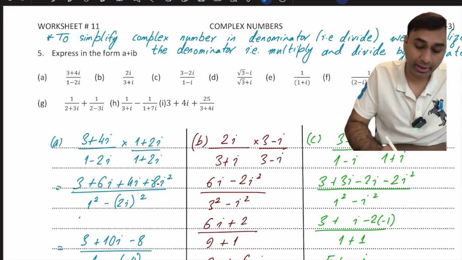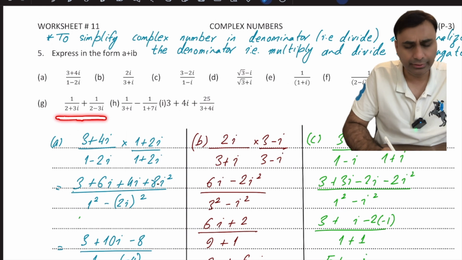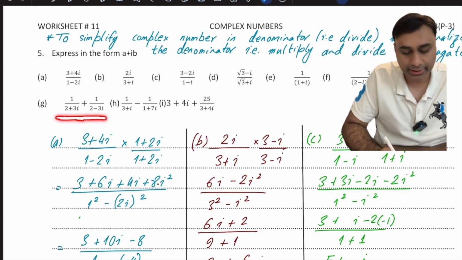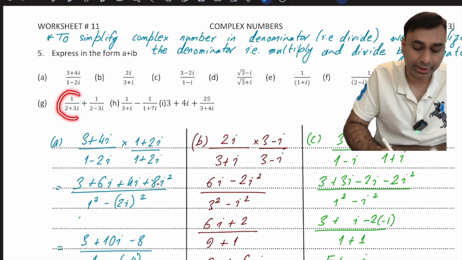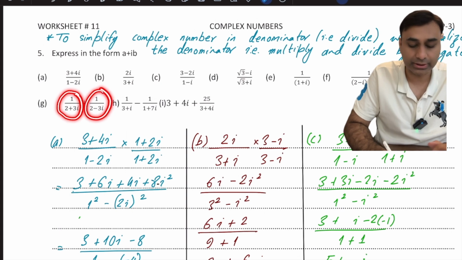Now let's have a look at another example. Let's say I have to simplify this thing. I can either do it by first taking an LCM and then simplifying it and then rationalizing it, or what I could also do is that I can just rationalize both the fractions together.